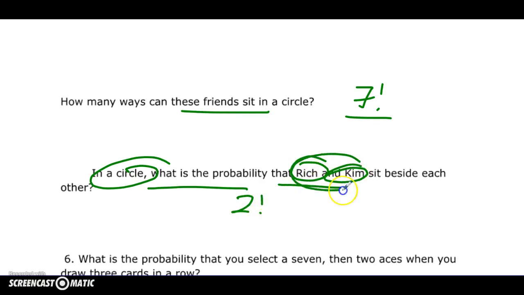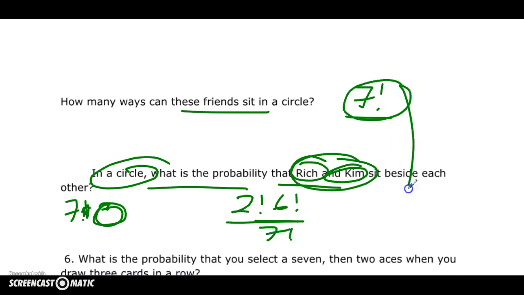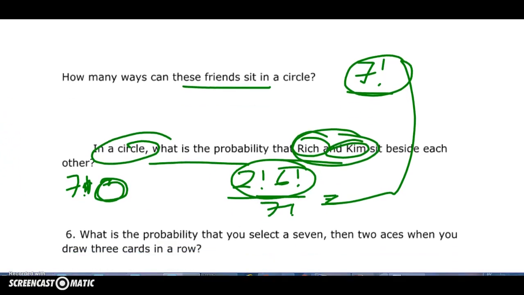And then they become an entity. So now you basically are lining up 7 things in a circle. I guess not lining up, but putting 7 things in a circle. So, 7 things in a circle. So that will be 6 factorial. So that whole thing is over this. So this is the bottom. This is success. Find out what that is, and there's your answer. Oh, let me do this.